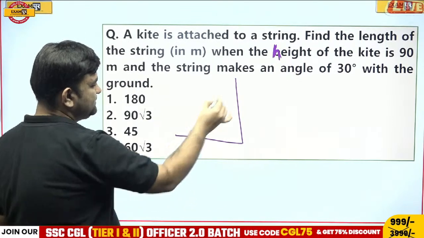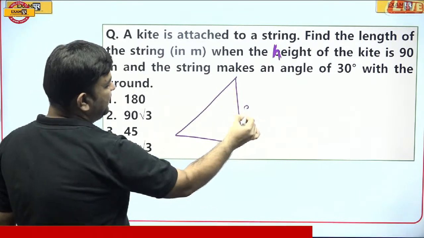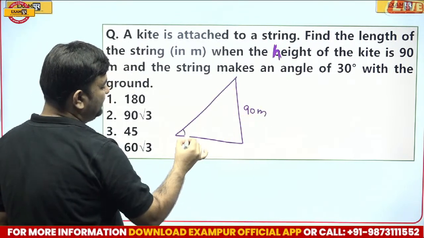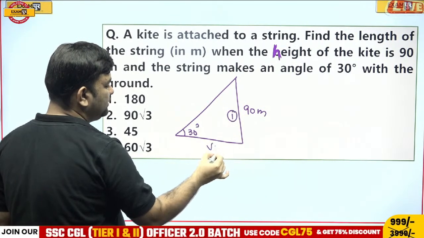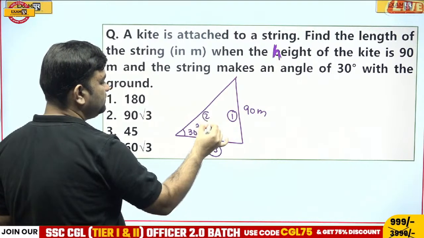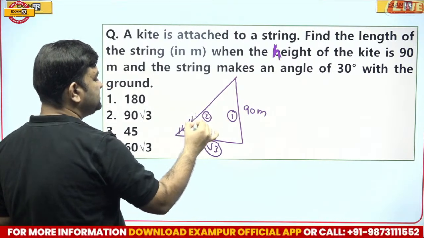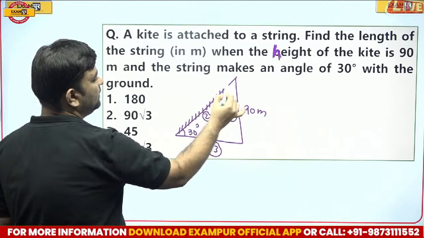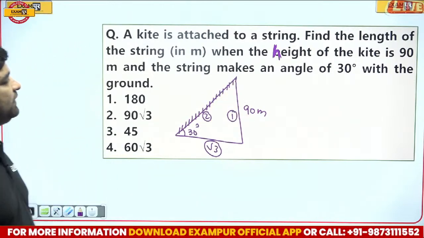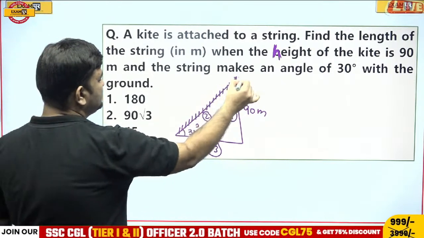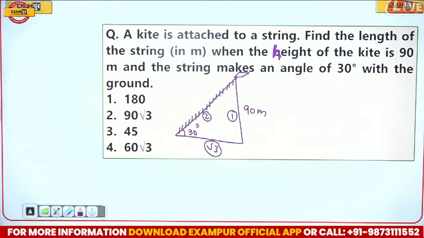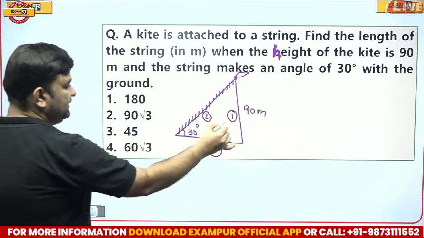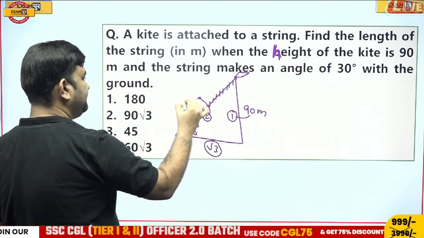What is this? Height is 90 meter. Angle made is 30 degree. 30 means ratio of 1, root 3 and 2. This is the length of the kite. This is the length of the string. Find the length of the string. If 1 is 90, then 2 is 180.